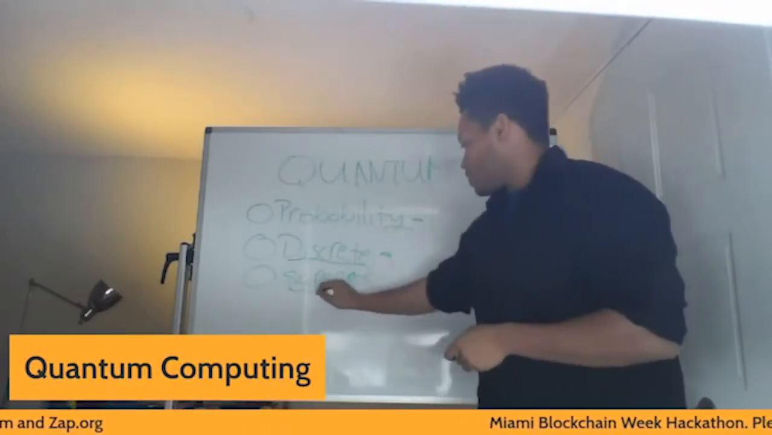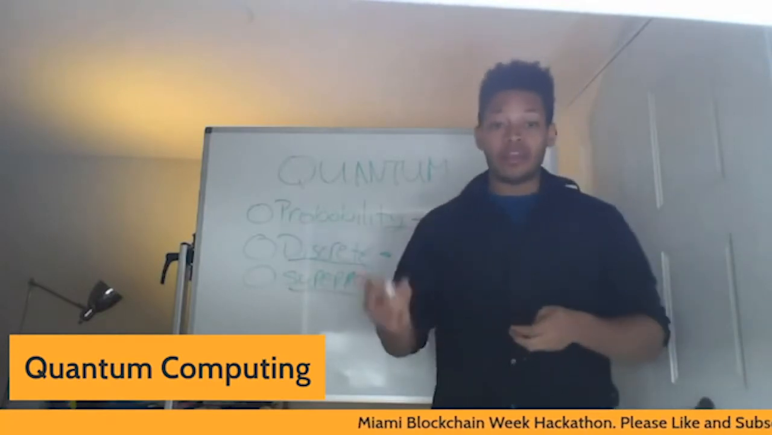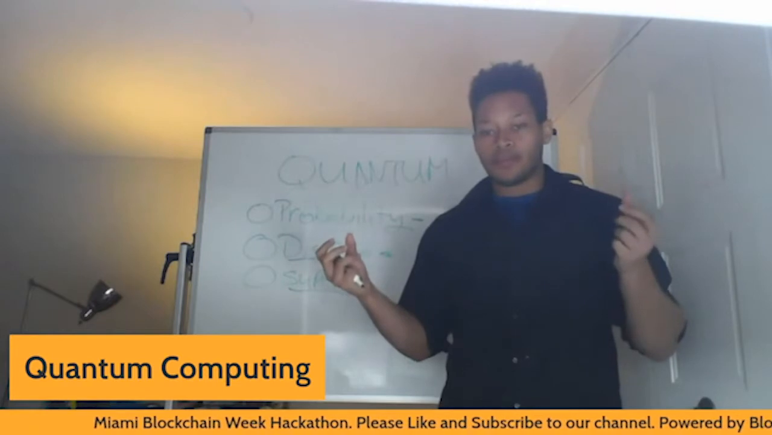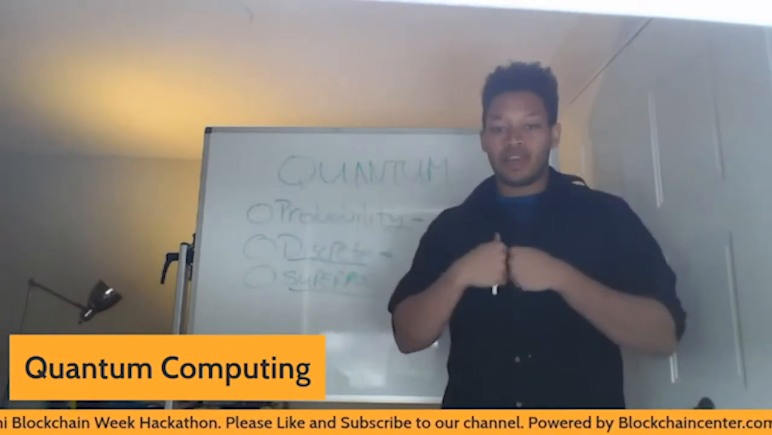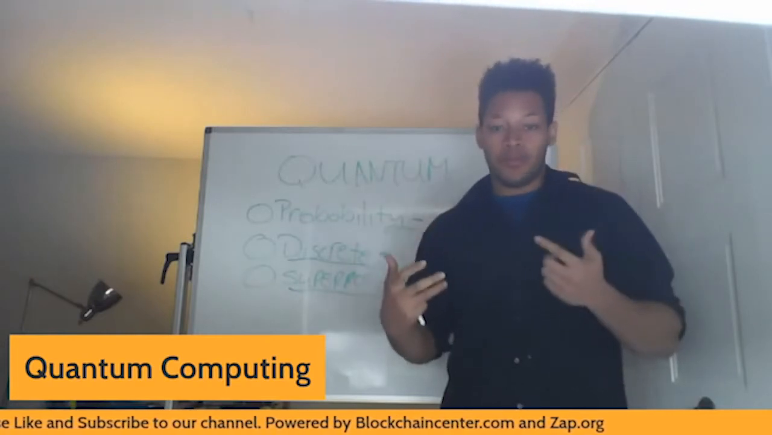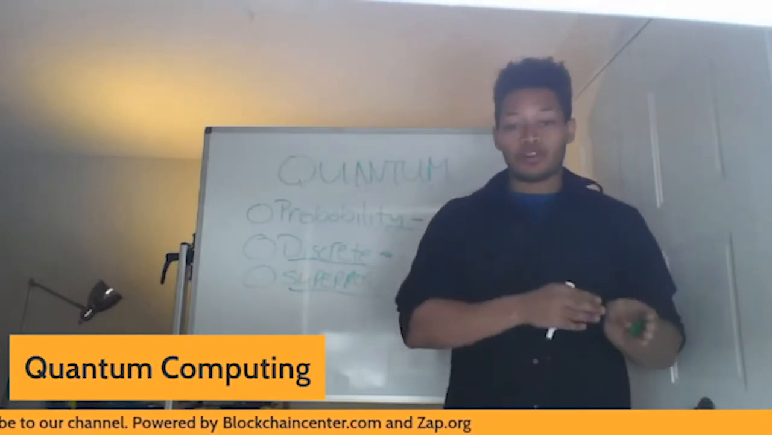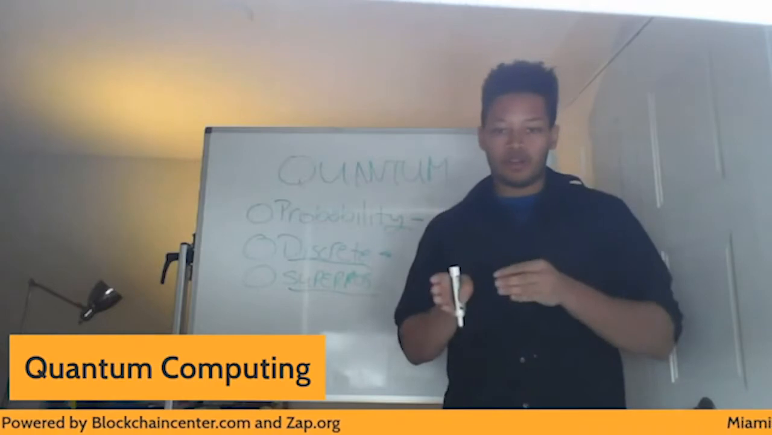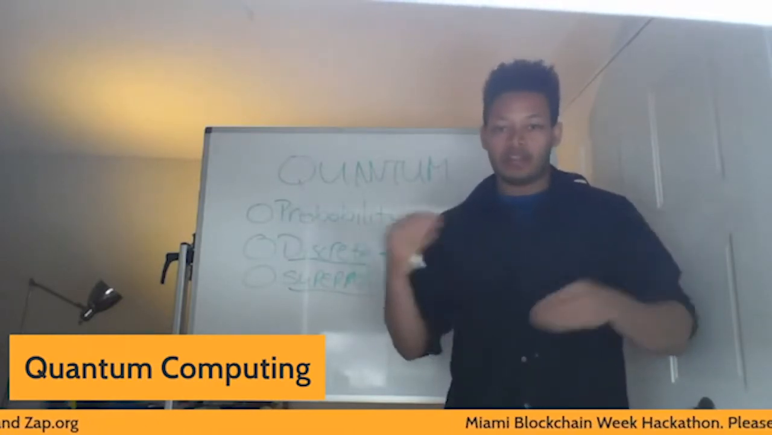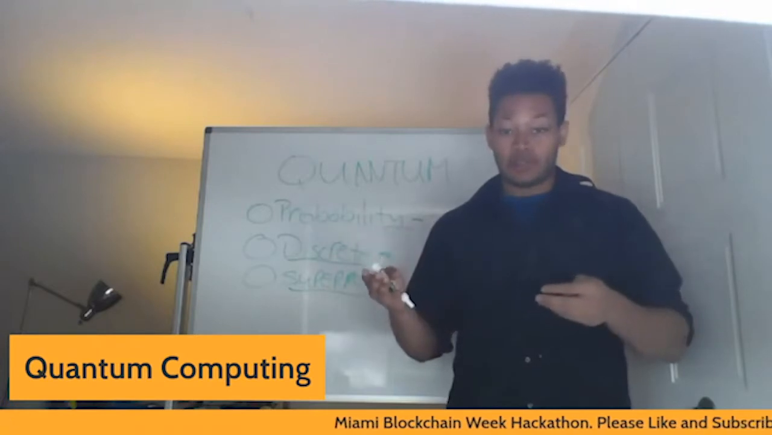And finally, superposition. Superposition is where one thing holds two states at the same time, has two feelings at the same time. In other words, I'll talk about computers. Computers either have zeros or ones. Think about a path: left or right, left or right. Binary is what it's called.